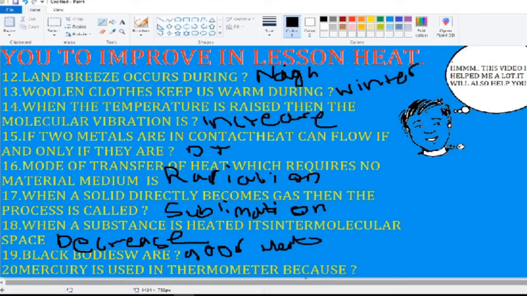Mercury is used in a thermometer because it has a high boiling point, so whenever there's a high temperature, it does not boil itself.